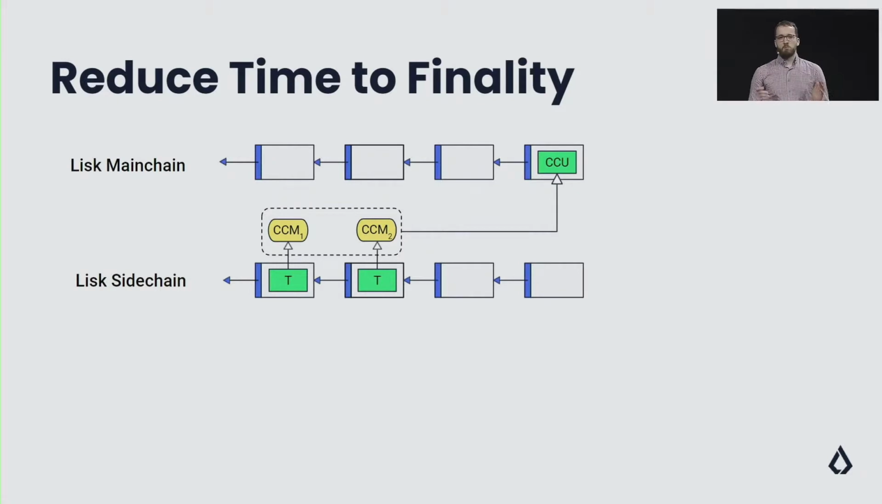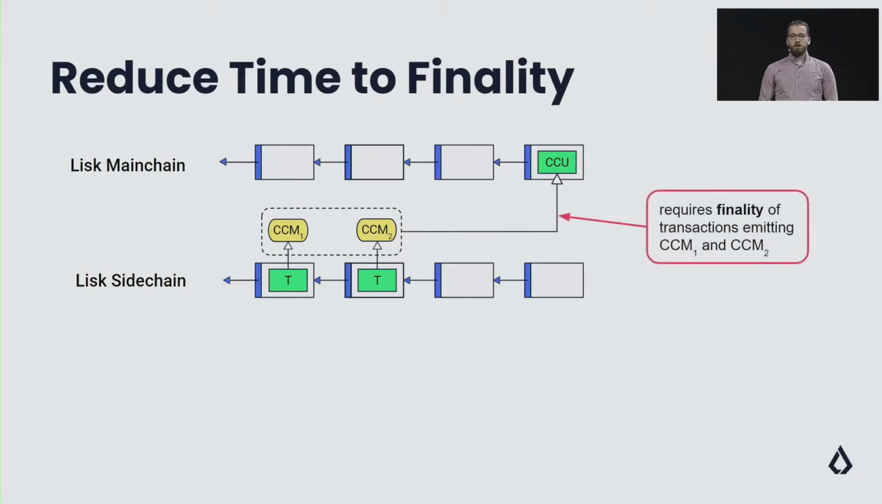So why is this important and what does it actually mean? If you send a cross-chain update transaction, then the messages that you include, the transactions emitting those messages, have to be final. The reason is that the main chain in this example has to rely on this information that's included in the main chain. So it has to rely on the fact that these cross-chain messages were actually emitted on the side chain. And this can only be 100% relied on if these included transactions in the sidechain are final.